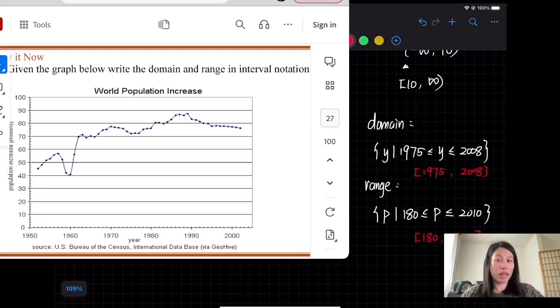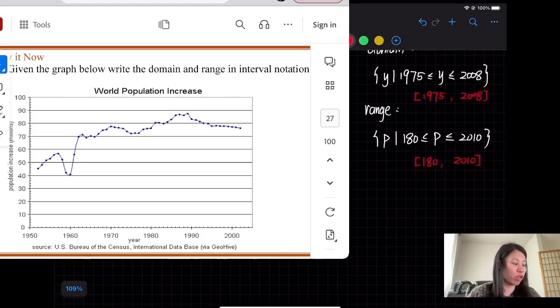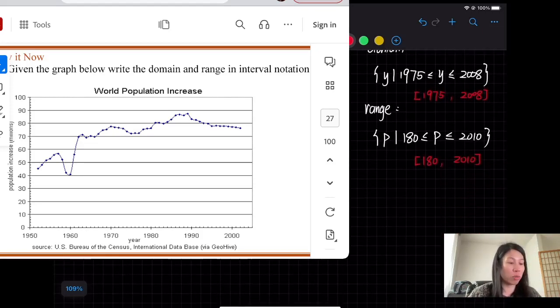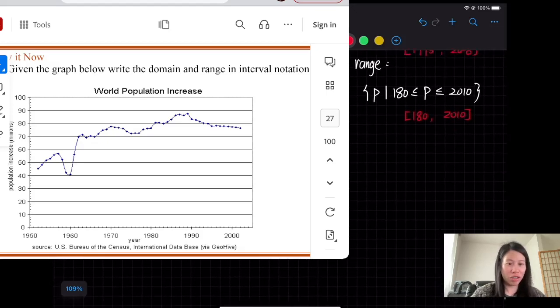So here is another example. Given the graph below, write the domain and the range in interval notation. This is what the world population increases. So this graph is tracking the world population by each year. The horizontal axis is going to be your domain. So the input is going to be the year. It looks like they're starting with 1951. That's when they start tracking it.